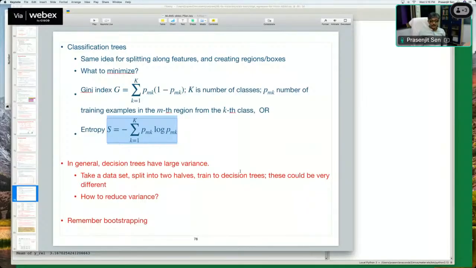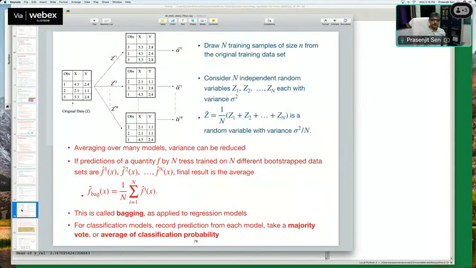So how to reduce that variance? It brings us to the concept of bootstrapping, which was discussed in the earlier parts of the course. So let us try to recall what bootstrapping is. Let us focus on this part.